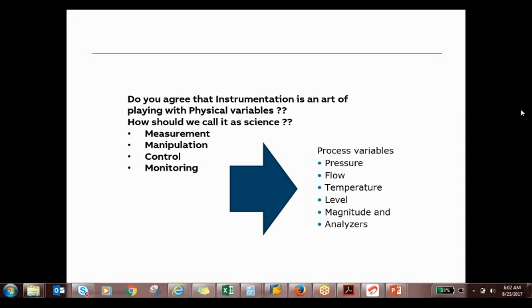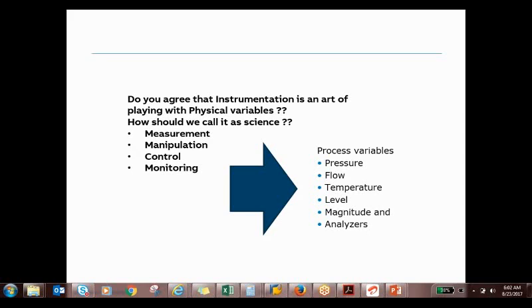So, DCS, when you come for any interview or when you're facing an interview with an industry, the first basic question that they ask is, how is PLC going to help an industry? May it be any industry, may it be paint or food or power or water. What is it that it actually does? There are four things: measurement, manipulation, control, and monitoring.